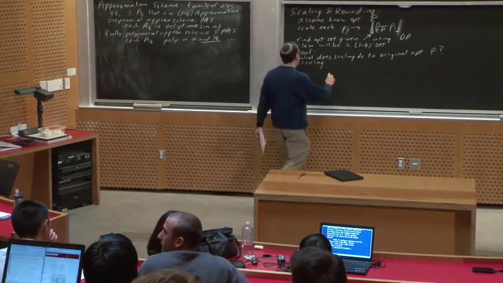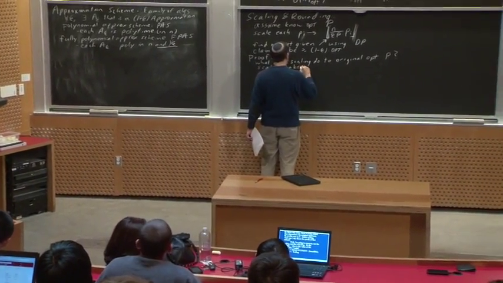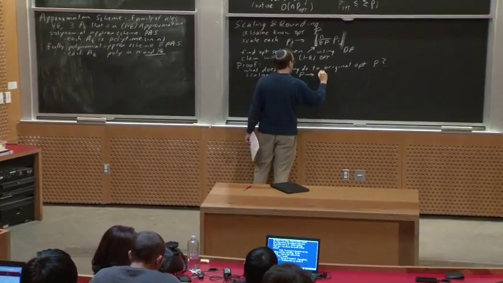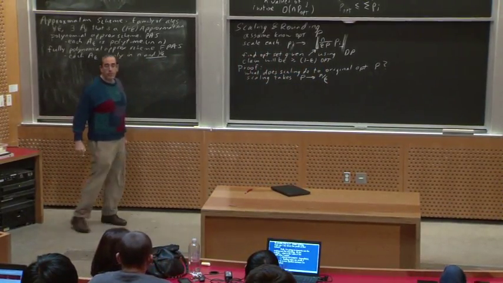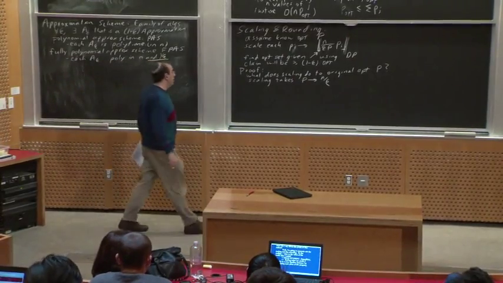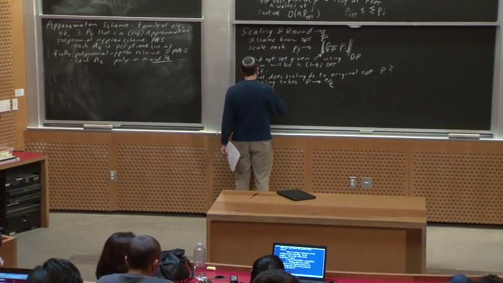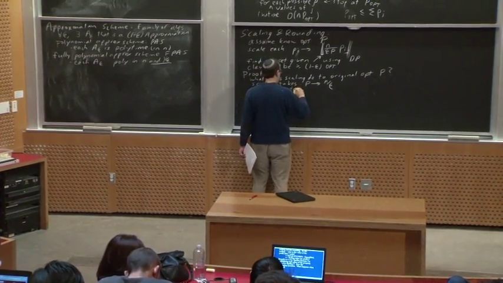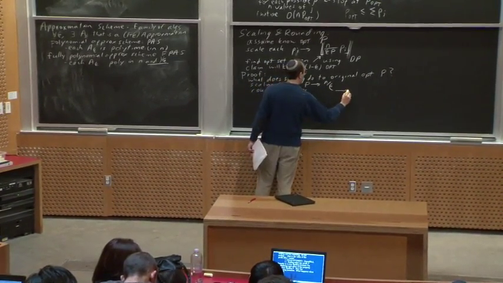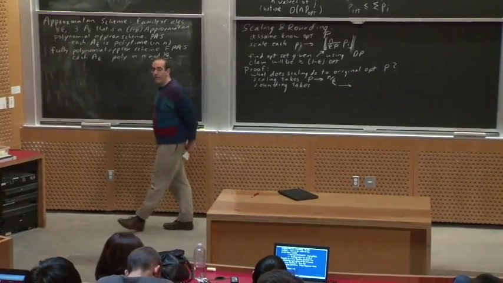Right. So scaling takes my profit p linearly to n over epsilon because I'm multiplying each piece of the profit by n over epsilon p. Now the interesting question, what happens when I round? What can happen to that profit of n over epsilon?